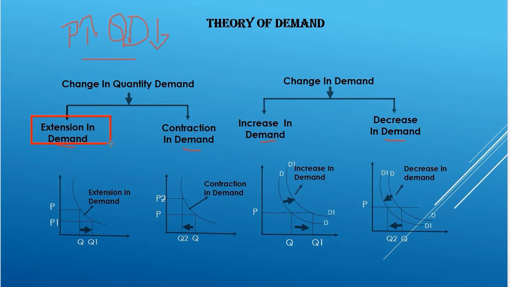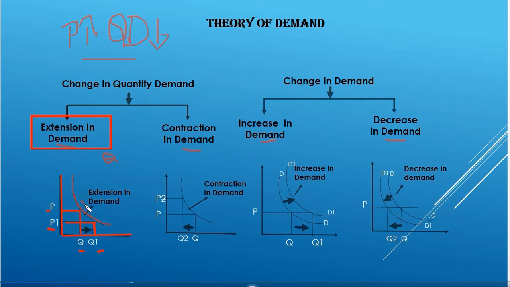At first, we take expansion. Expansion is nothing but an increase in quantity demanded. A higher quantity will be demanded at the lower price. Let's see the graph. This is the normal demand graph. This much quantity is demanded at this price. Let's say the price falls from P to P1. The quantity demanded now increases from Q to Q1. We can see that quantity demanded increases with the fall in the price.